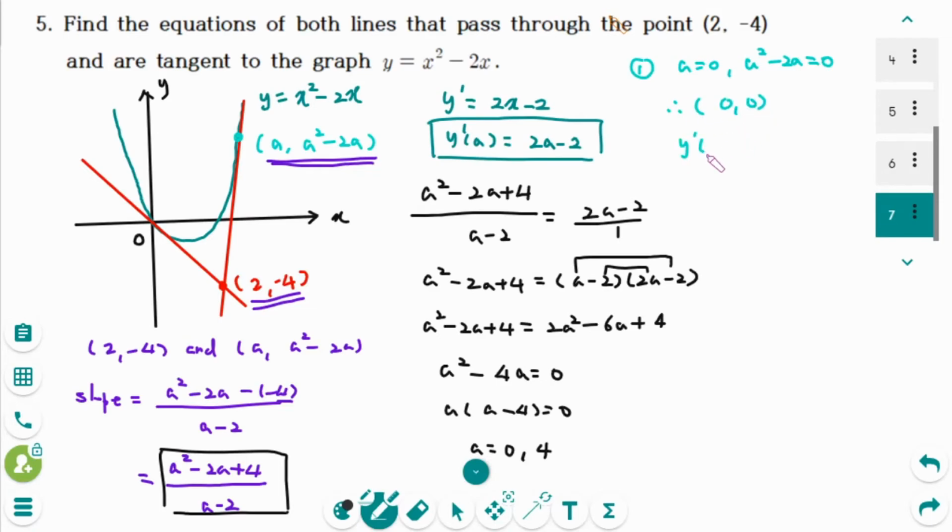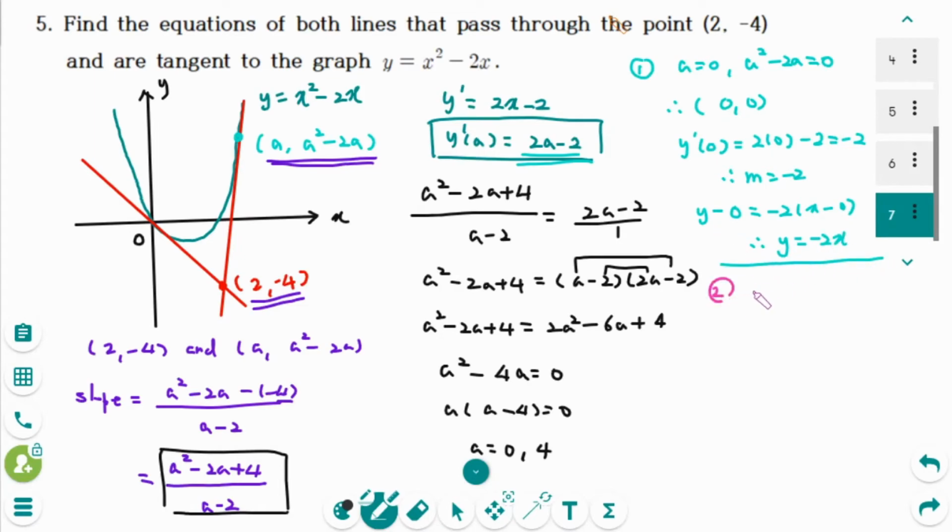And then y prime at a, which is 0, equals, use this one, 2 times 0 minus 2, which is minus 2. So slope is minus 2. The equation is y minus y1 equals slope times x minus x1. Therefore, y equals minus 2x.